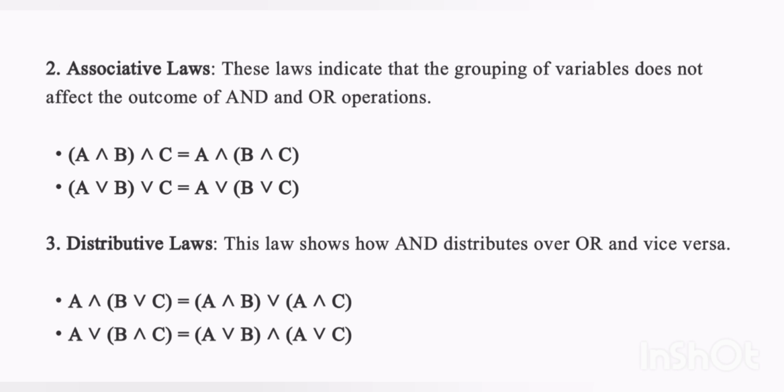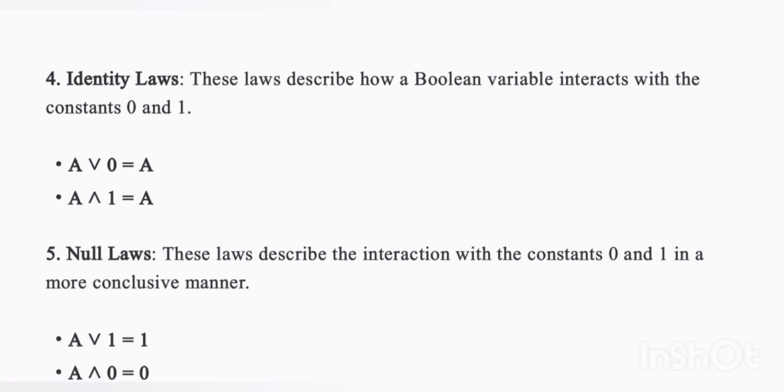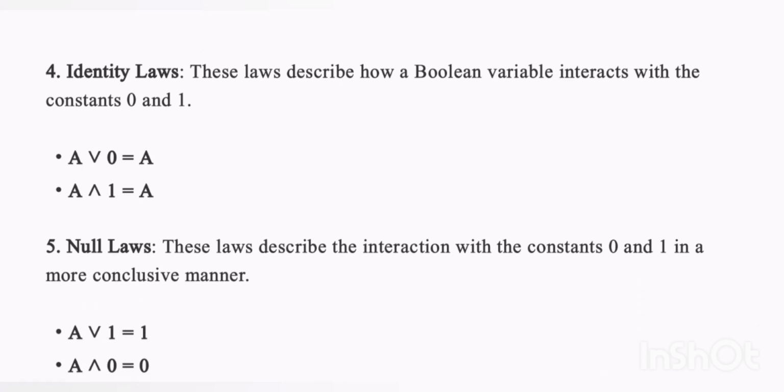A plus B plus C equals A plus B plus C, regrouped. 3. Distributive laws. This law shows how AND distributes over OR and vice versa. A times B plus C equals A times B plus A times C. 4. Identity laws. These laws describe how a Boolean variable interacts with the constants 0 and 1.